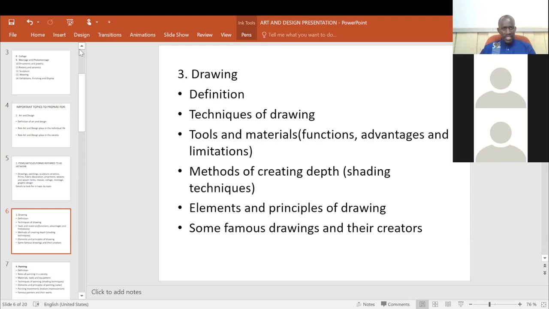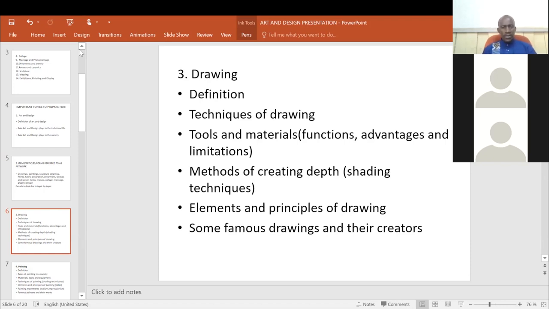Away from the techniques, there are those things that we need when creating a drawing. Those are what we refer to as tools, materials. The candidate, or rather the learners, must be able to mention the functions of the tools and the materials used in drawing. The learner must also be able to mention some of the advantages, or what we call possibilities, of using the tools and the materials.